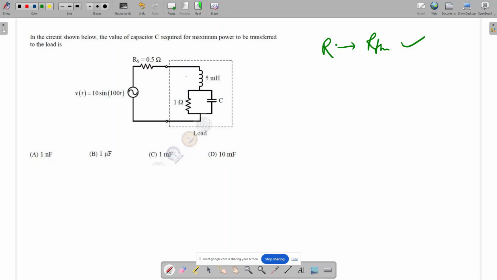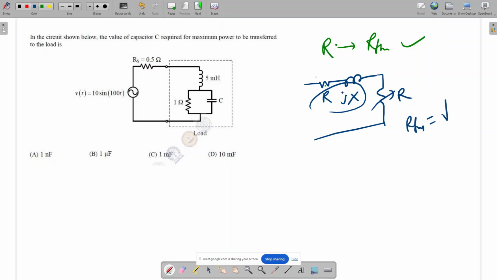And if the load is R plus JX, so if this side it will be a complex value. Let's say the circuit is like this, R, JX, and here a variable resistance. In that case, what will be the RTH? RTH will be the magnitude of this impedance, so it will be under root R square plus X square. These are the two cases.